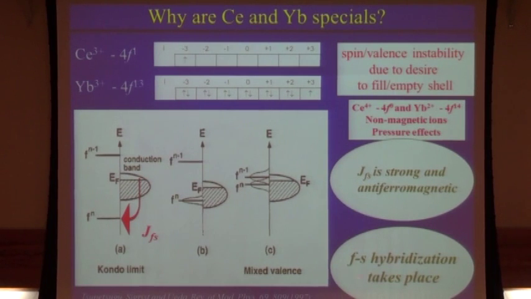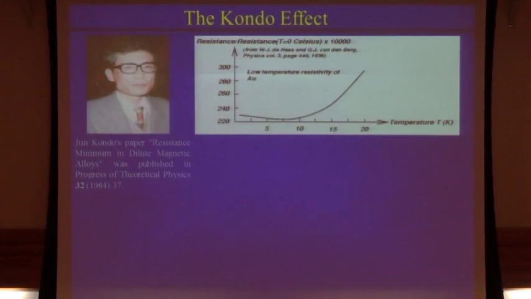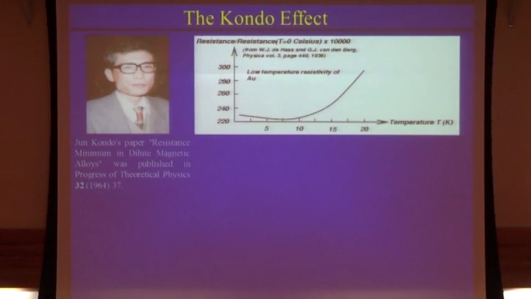And also, depending on the materials and on the width of the F band, you can also have a very strong hybridization between these two, and the F electron can become itinerant. It can actually go to the conduction band, right? Okay, so that's the underlying physics of the Kondo effect, right?